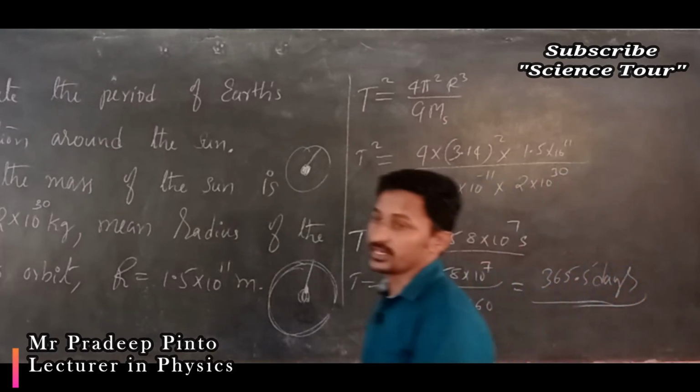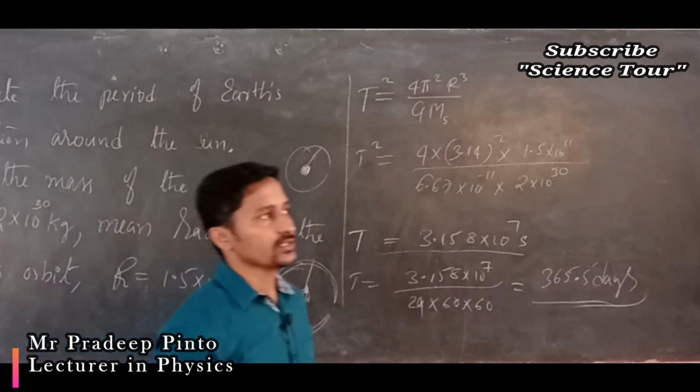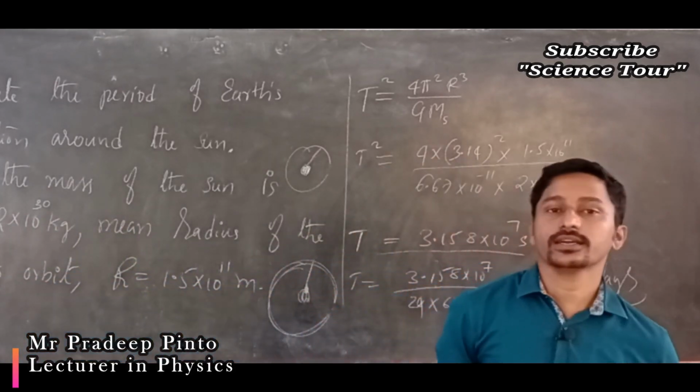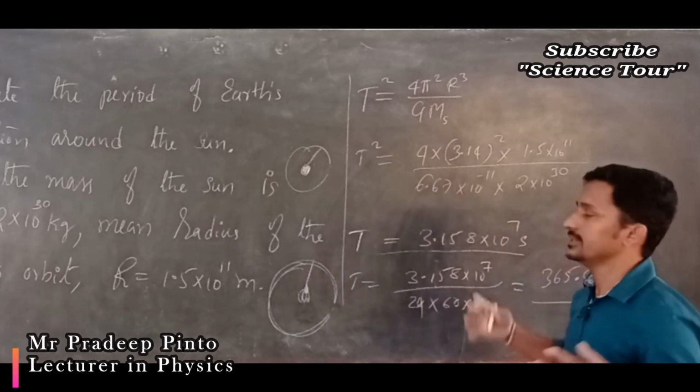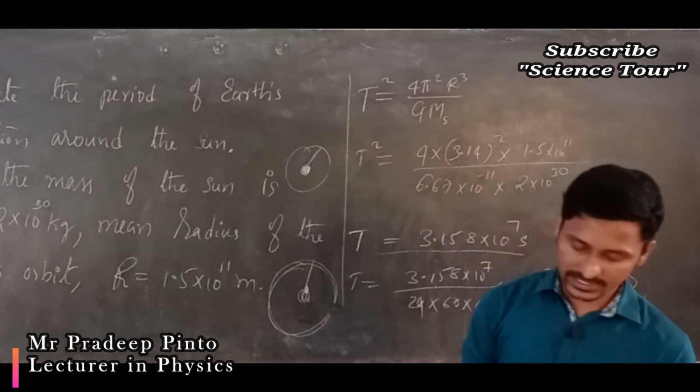You must get that. And so 365 days means 1 year. For the Earth to take one rotation, it will take 1 year. And this is about this numerical sum.